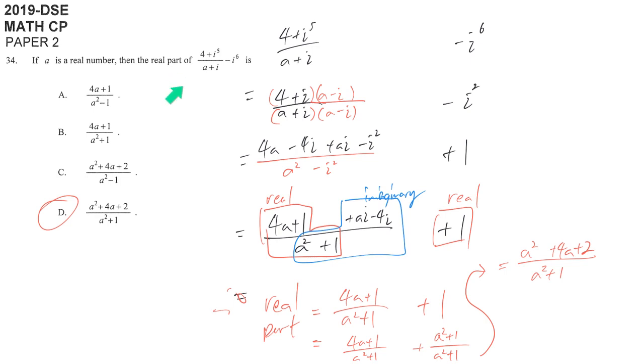For this question, you can use the substitution method. If you know how to use a calculator to handle complex numbers, then you can simply assign a as a value, let's say 2 or 3, and then find out which option gives you the same answer.